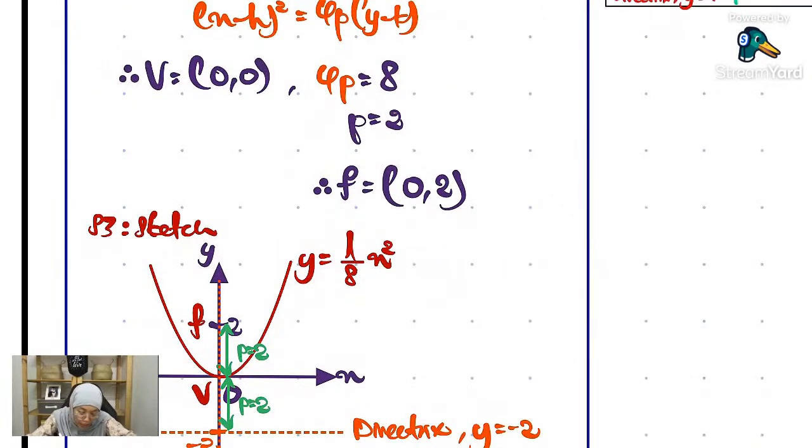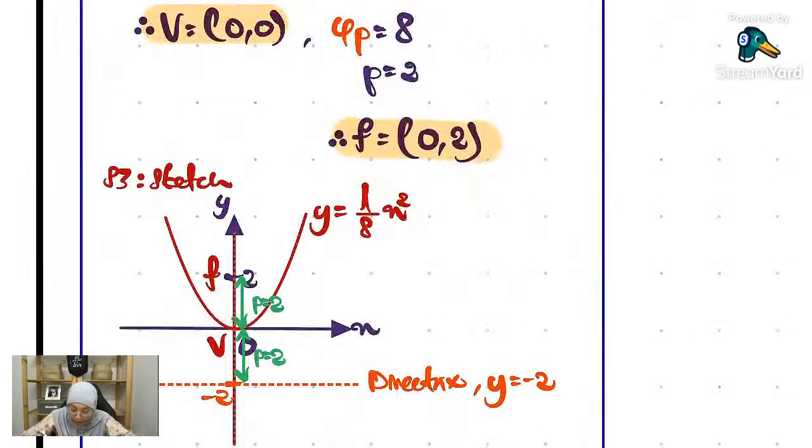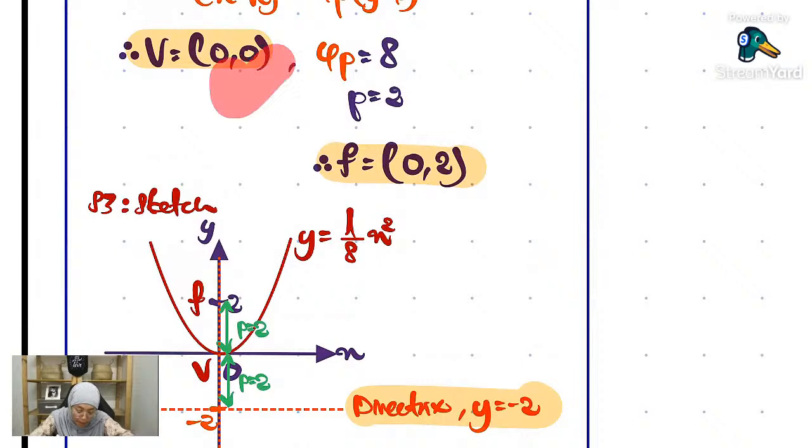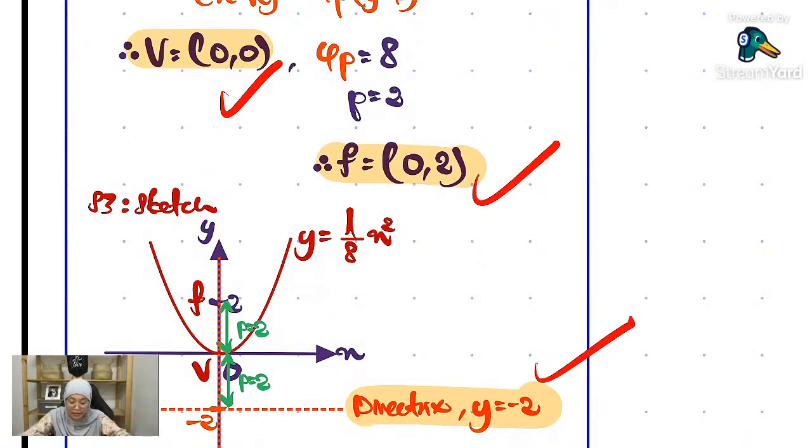So saya sudah pun label my V, my F, and my Y equal to negative 2, which is the directrix. So basically 3 ni sangat penting untuk ditulis lah, which is the vertex, the focus, and the directrix. Okay, and juga label. Label wajib sebab di situlah markah you all. Okay, jangan lupakan 3 ni dan tulis koordinatnya.